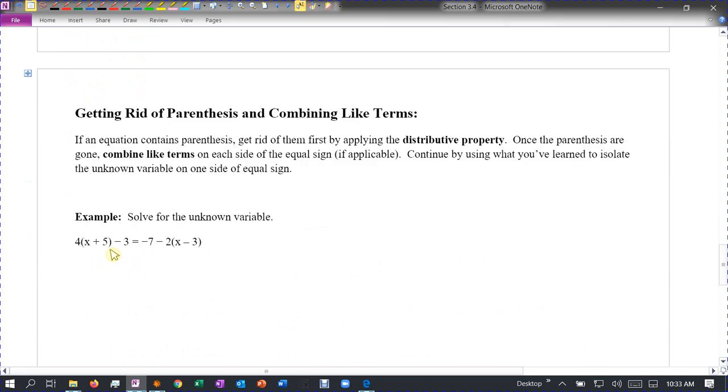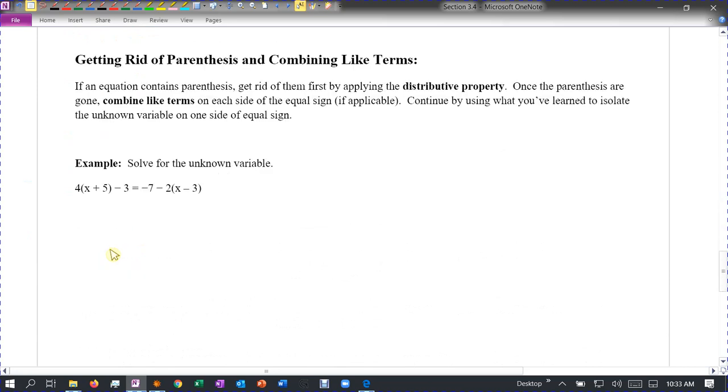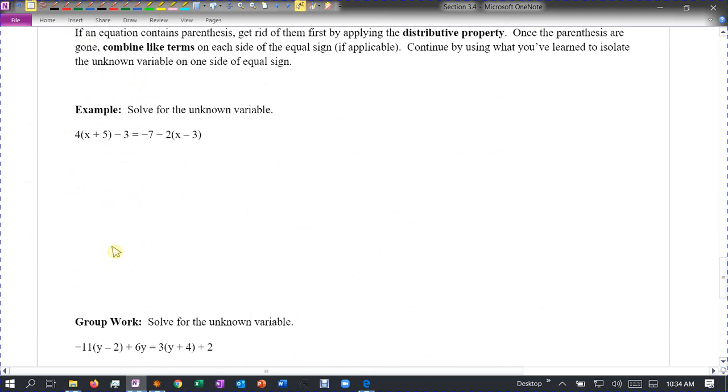Okay, so what happens if we're just kind of adding more and more difficulty to these problems? How about if our variable appears on both sides? See, it's here and it's here, but we also have parentheses or brackets. Well, here we're going to use the distributive property first. So we're going to get rid of this parenthesis by multiplying a 4 through, like this. It gives us 4x plus 20.